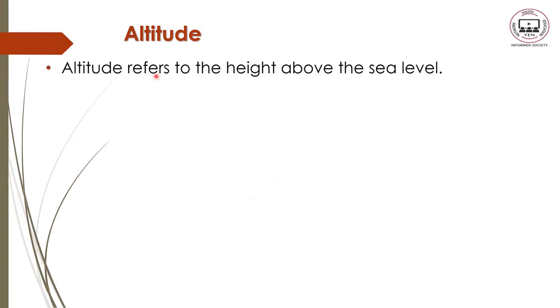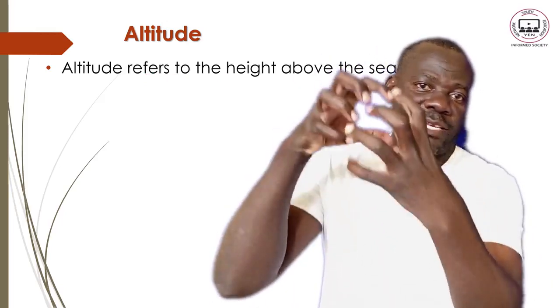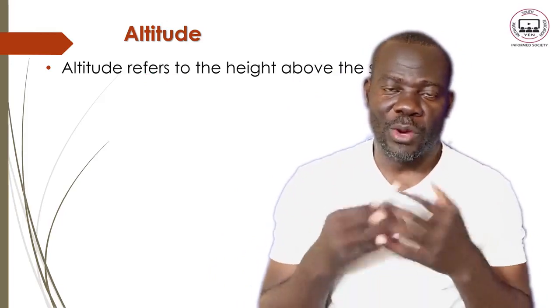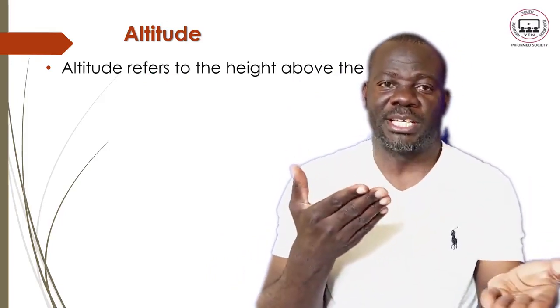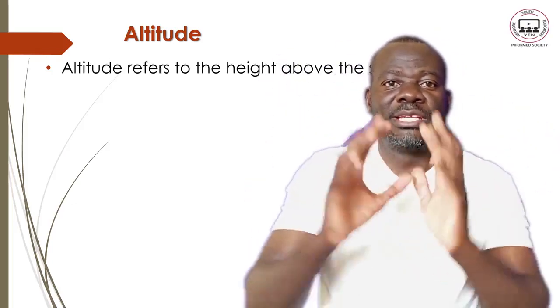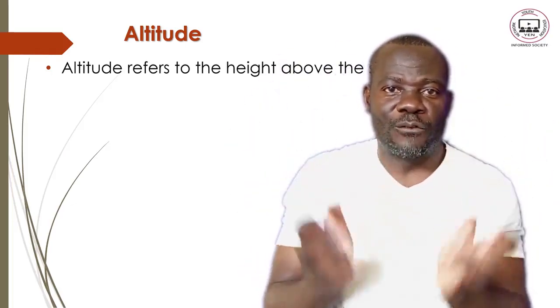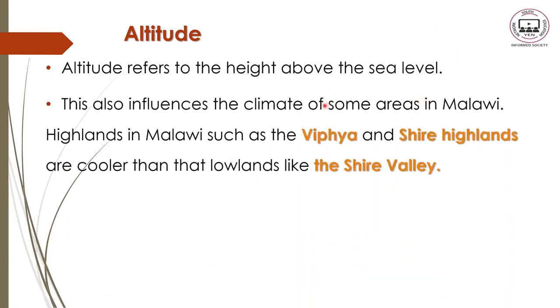Altitude refers to the height above the sea level. How high is that land above the sea level? When we talk of the sea level now, we are talking of the ocean. How high is Malawi above the ocean? So that one also determines the climate of Malawi. So this also influences the climate of some areas in Malawi.